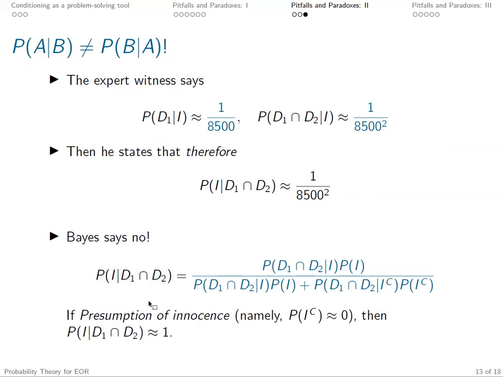And under the presumption of innocence, that means we choose a very small value for the probability of being guilty, so the whole term here is quite small, because this is a value within 0 and 1. Suppose we choose, for example, 0 for this value, look at the whole monster here. This is essentially 1, right? So what the expert says is not correct according to the conditioning idea.